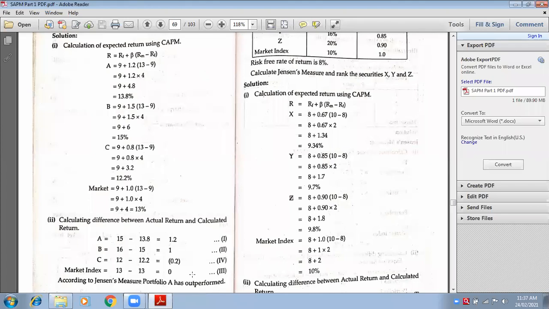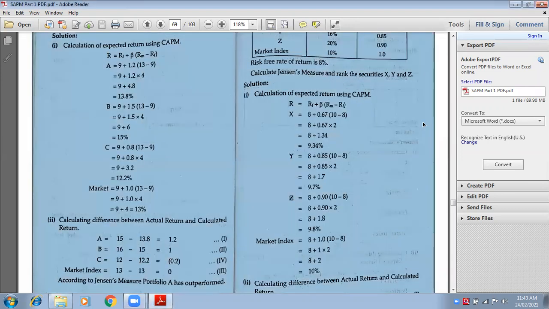I hope the screen is visible. Remember, RF is 9% and RM is 13%. Only beta changes. Okay. I'm giving you 5-7 minutes to copy down the solution part, and then we will begin with the next question. Is that okay? Yes, ma'am. Have you completed? Yes, ma'am. Shall we start with the next question? Eighth one. Yes, ma'am.